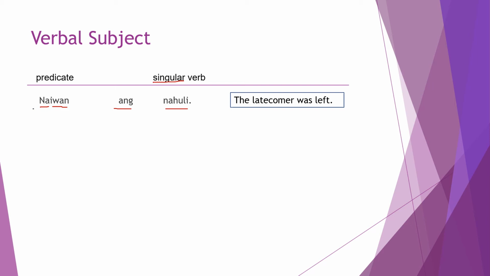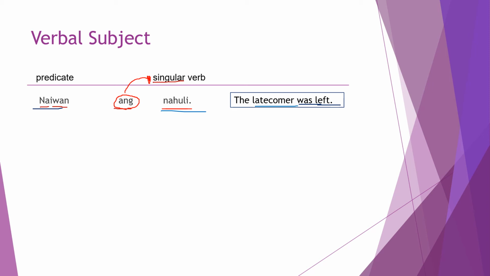Naiwan means left or was left. And nahuli means latecomer. So if you can still remember, we have here the word ang, right? And that shows singularity. That's why we have here a singular verb. And the verb that is being used is nahuli, which means latecomer.